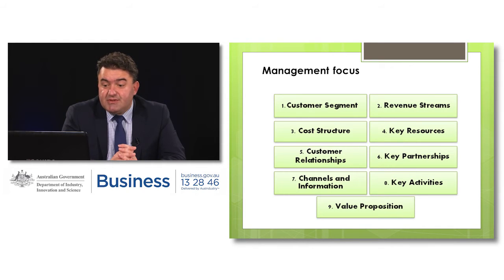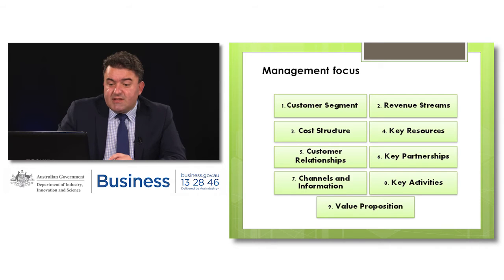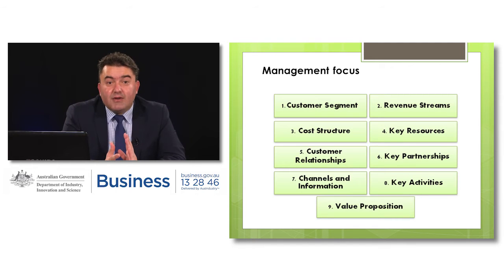Customer relationships need to ensure that there is continuous flow of information and provide information back to the firm relating to consumer needs. Next one is key partnerships and the importance of continually reviewing key partnerships and, for example, suppliers, so the firm can always have the latest information on hand and to influence decisions the firm makes. This is actually a pretty critical step. The next one is channels and information.